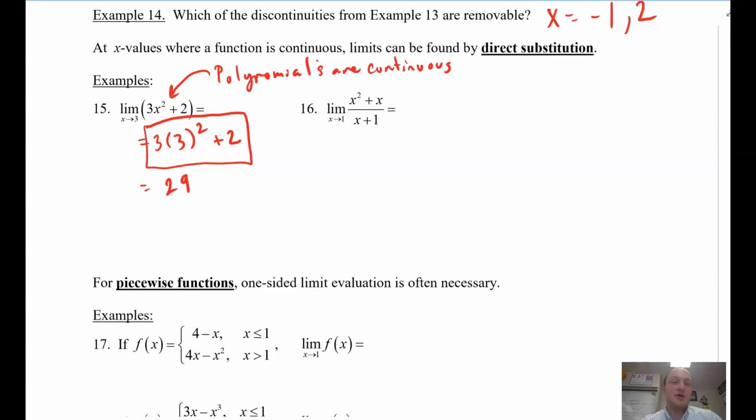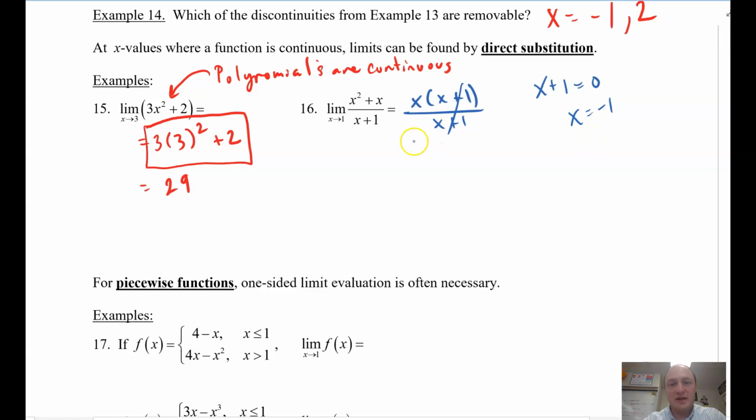What's the limit as x approaches 1 for the rational function x squared plus x over x plus 1? Again, this is a rational function. This is continuous except at the value where x plus 1 equals 0. Actually, if I factor out an x plus 1, these cancel, and so you're going to have a discontinuity, a hole at x equals -1.